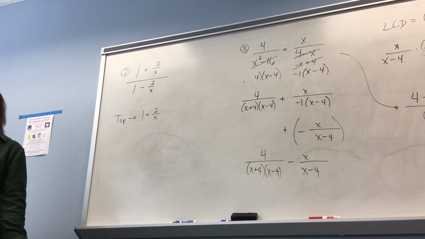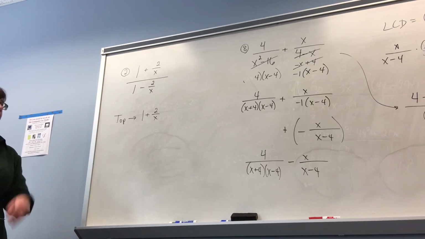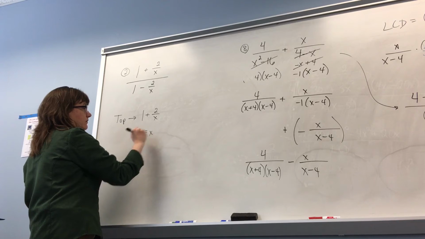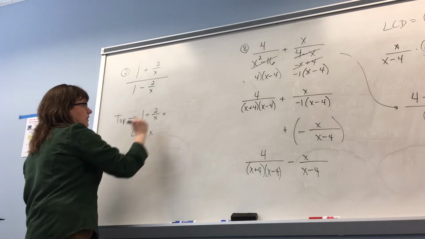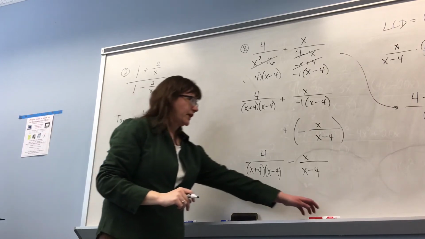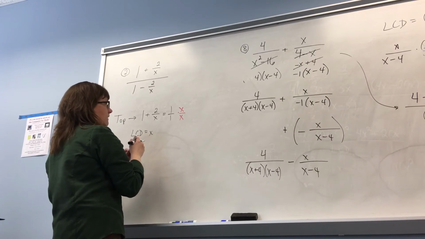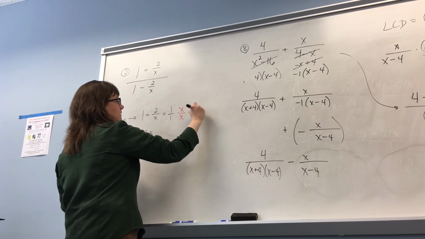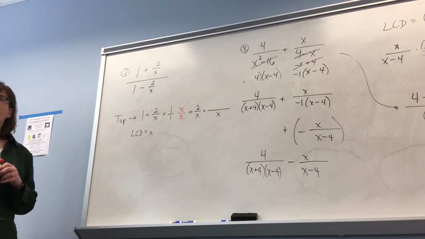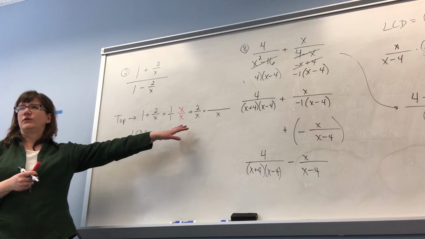You can only add and subtract things that are alike. Do we have like fractions? No, so we need to find a common denominator, which in this case is x. So I'm going to take my 1, which is 1 over 1, and multiply that times x over x. 2 over x already has the LCD. So this is how I've kind of condensed the notation a little bit.